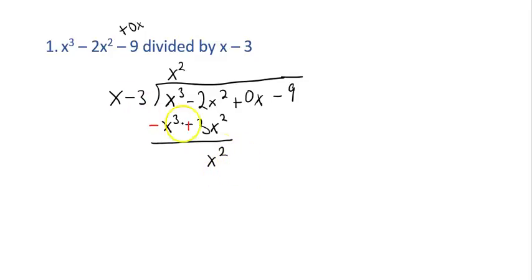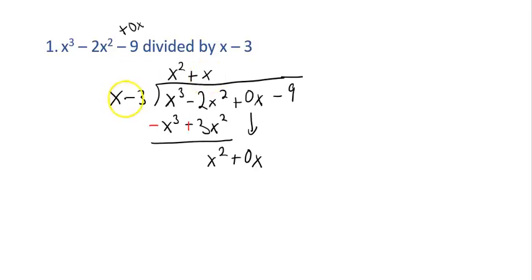Before you figure out the next thing, you want to bring down the 0x so that you have two pieces, because you're going to have two pieces from multiplying here. And then you ask yourself, what do you multiply by x to get x squared? And hopefully you realize that is x. So you put plus x at the top.